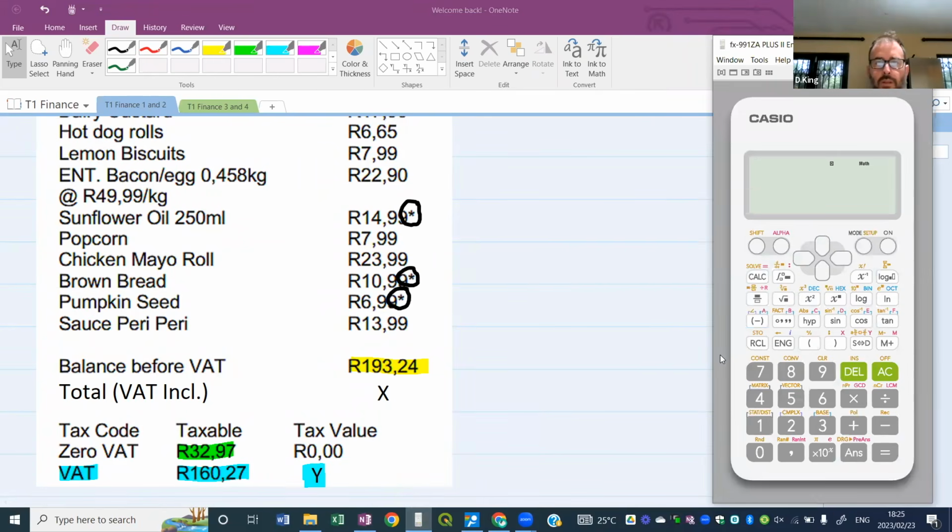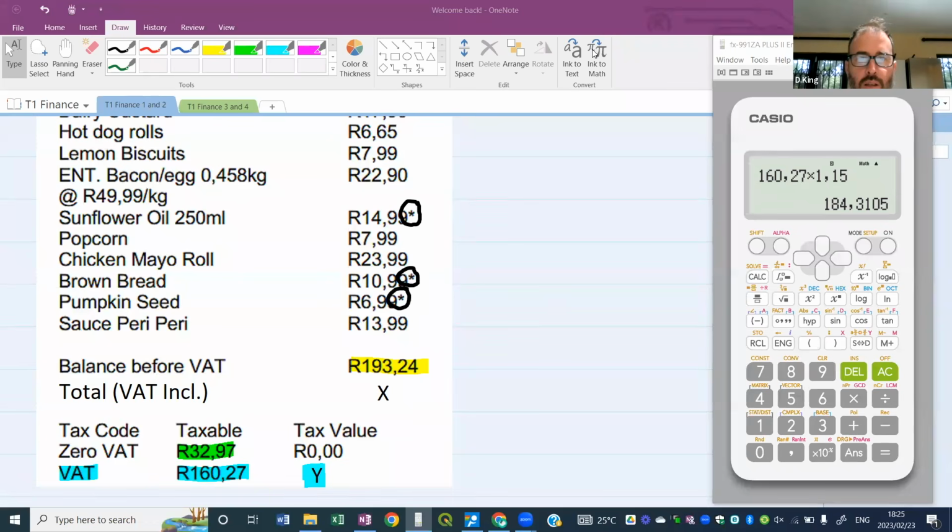This is what I'm going to do with my calculator. I'm going to type in 160.27 and use the quick method, so I'm going to times by 1.15. If you're not sure how we did this, please have a look at the YouTube video. Then I'm going to press equals. We're getting 184 Rand, and if I round off, it's 31 cents, which is what everyone else is getting. Oh, 183.27.